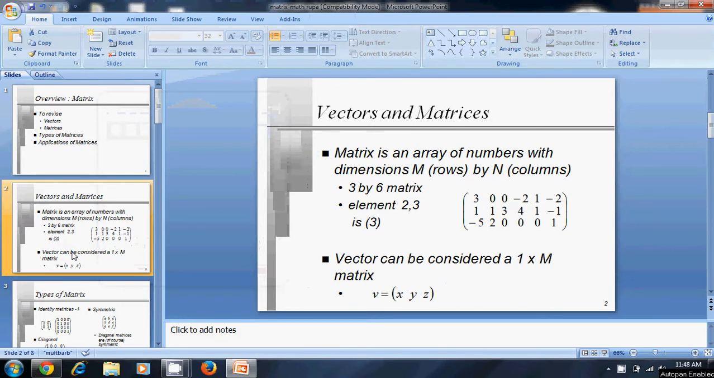So what is a matrix? A matrix is an array of numbers with dimensions having rows and columns. So m rows and n columns. This I have written in the presentation. So it can be a 3 by 6 matrix. Element written as 2, 3, and a vector can be considered as a one column, m row matrix. Sorry, one row, m column matrix.